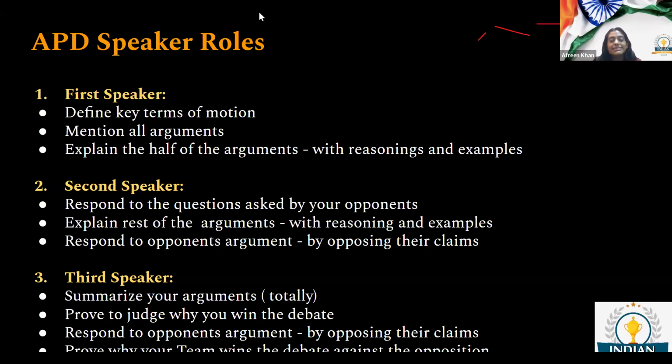You can put POI in the chat box, or raise your hand, or have a card which says POI and show it. If the speaker wants to take the POI, they can say accepted, otherwise they can reject it. Speakers can reject or accept POIs. It's completely at their discretion. That is what a POI is.